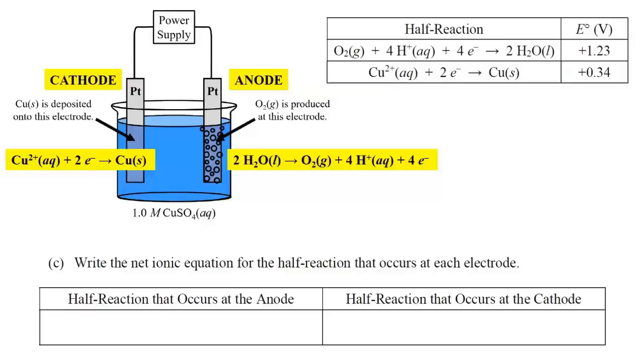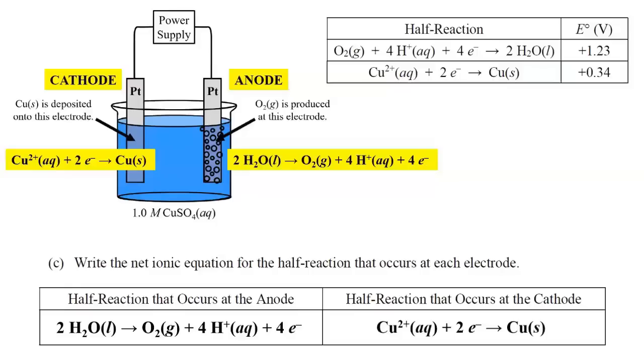So the half reaction that occurs at the anode involves the formation of oxygen gas, which is just that reversed half reaction from the table. And the half reaction that occurs at the cathode involves the formation of solid copper. And that was the half reaction from the table that I did not reverse, that I used exactly as written. So as we can see in our answer to part C, we have two half reactions. We have the oxidation half reaction that occurs at the anode involving the formation of oxygen gas. And we have the reduction half reaction that occurs at the cathode involving the formation of solid copper.